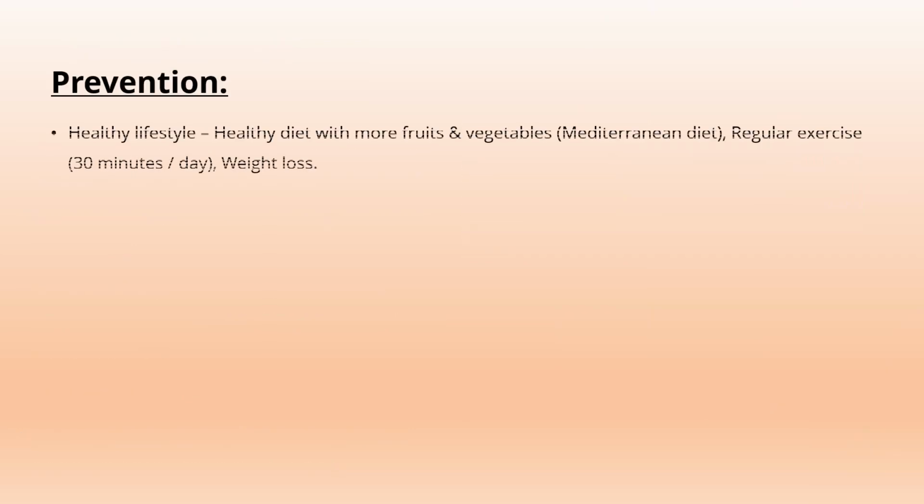Then how can you prevent this? By maintaining a healthy lifestyle with a healthy diet, with more fruits and vegetables, cereals, legumes, and food low in saturated fats, high in polyunsaturated fats (PUFA) like omega-3 fatty acids, and reducing meat. Fish rich in omega-3 is better than meat. You should follow regular exercise, at least 30 minutes per day or 150 minutes per week. And those who are obese should attempt weight loss.